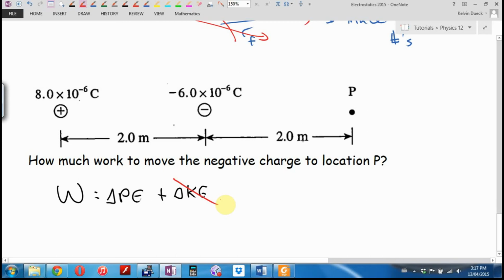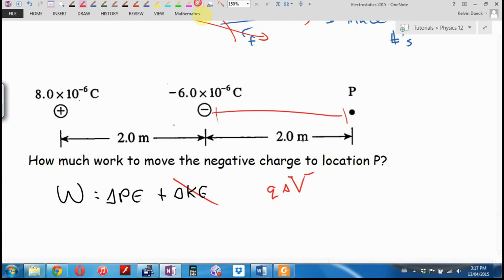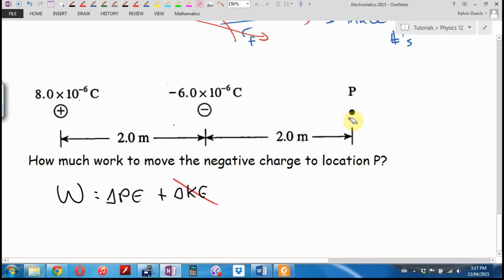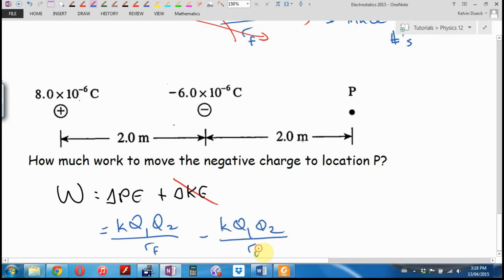It's going to be, now there was 2 ways to do this. If I had calculated the potential difference between here and here, I could use QV. Since I haven't done that, I'm going to have to fall back on final minus initial. It's going to be K Q1 Q2 over R final, which is 4, not 2, minus K Q1 Q2 over R initial, which is 2. You would put negatives in here. So the 6 would be a negative 6 times 10 to the negative 6 microcoulombs.